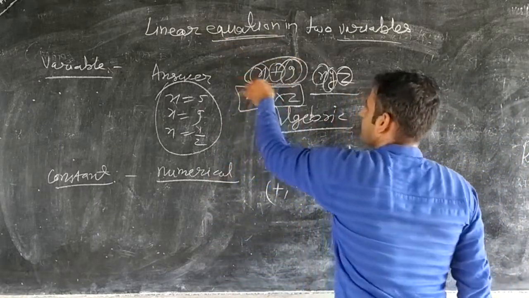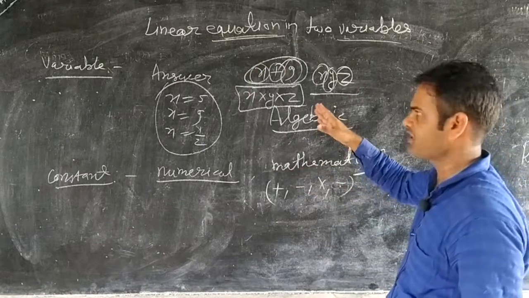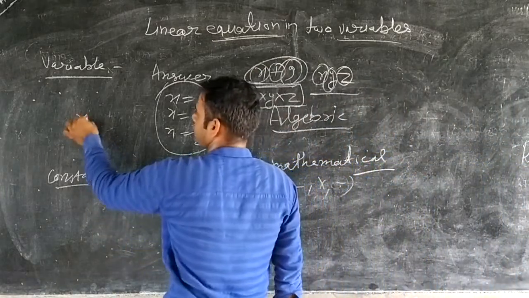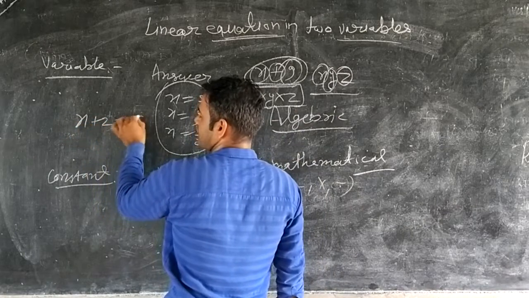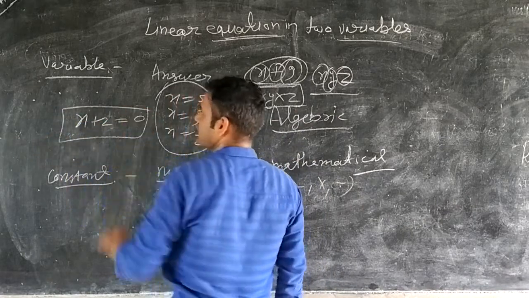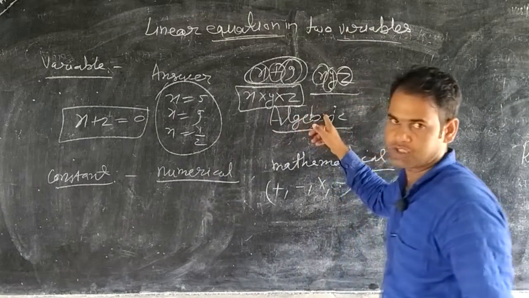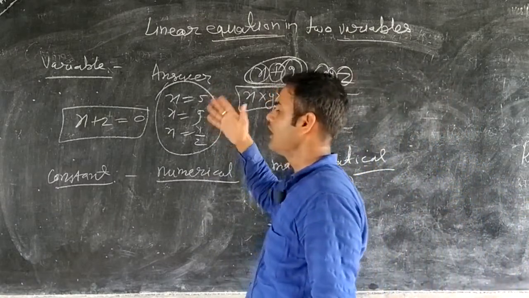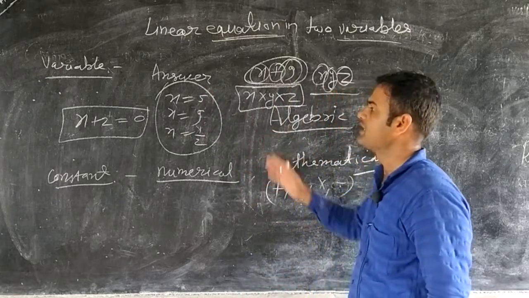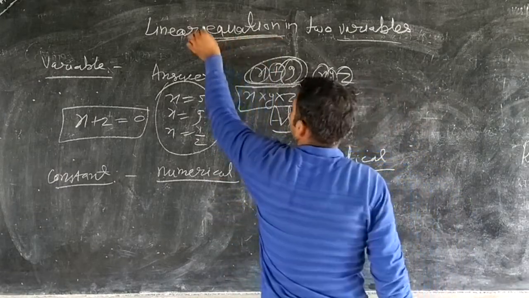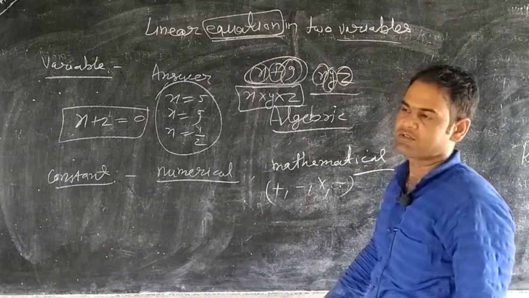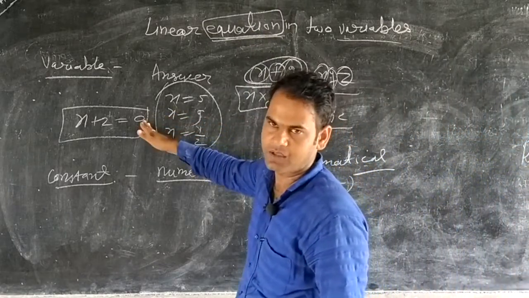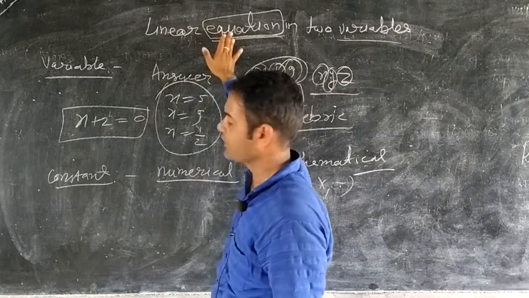So then what is an equation? When an algebraic expression is put equal to 0, for example x plus 2 equals 0, in this way when an algebraic expression is put equal to 0 with any variable or a number, it is known as an equation.